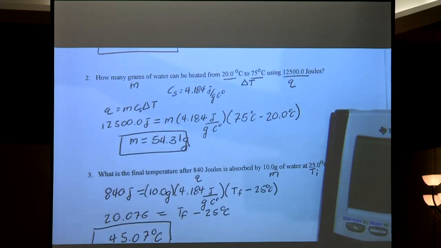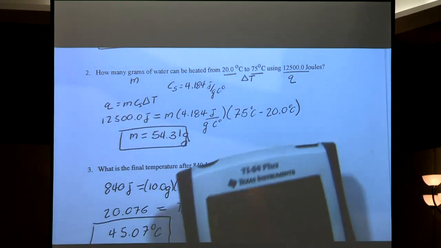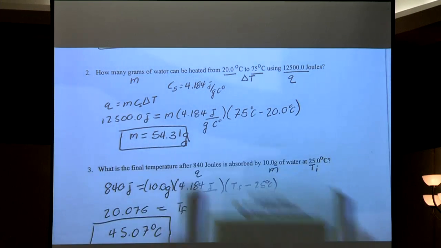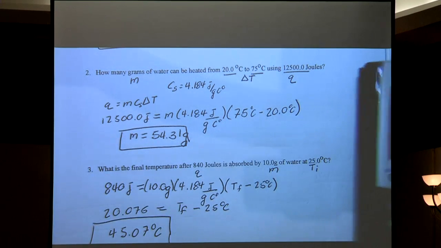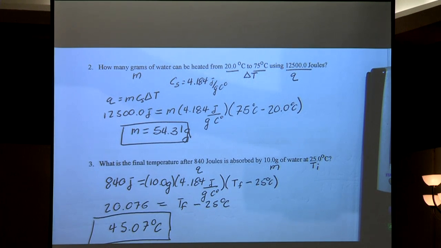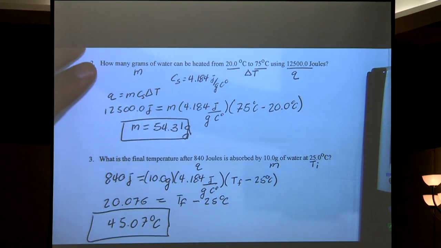And again, you'll use scientific calculators, not graphing calculators, on your test. I'm using this because I need this for a different class I was studying for and can't find my scientific one. So there you go. All right? Any questions on this one? All right, let's keep moving.